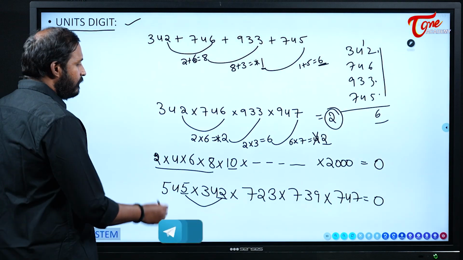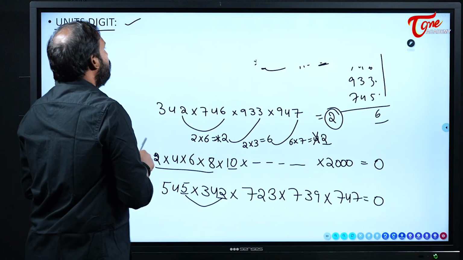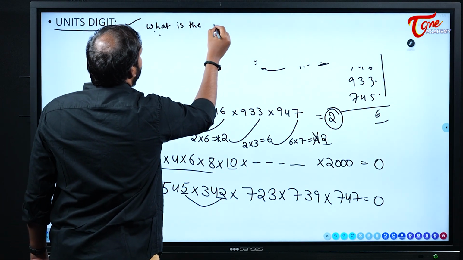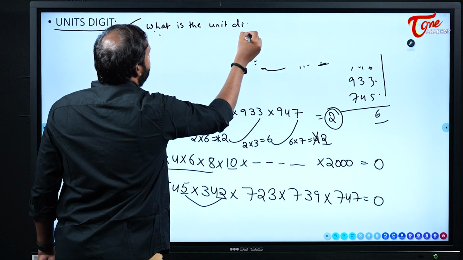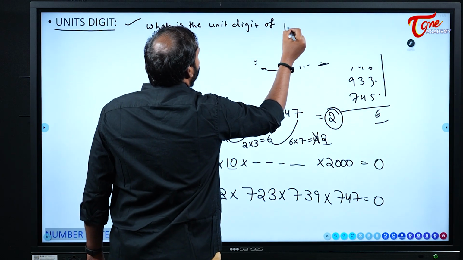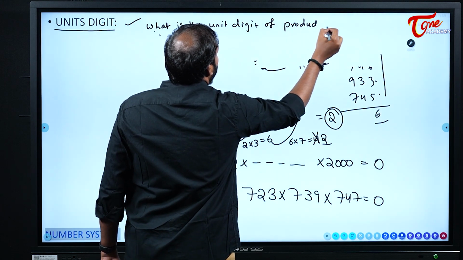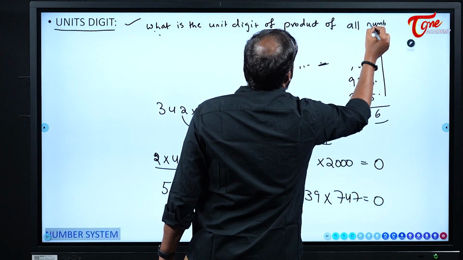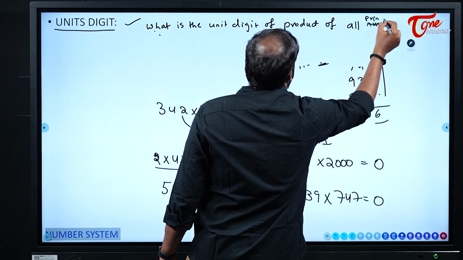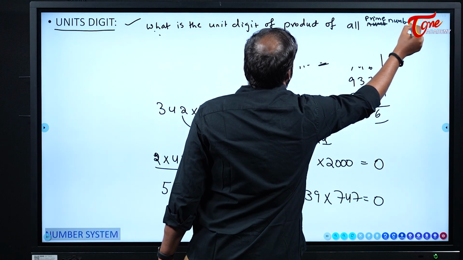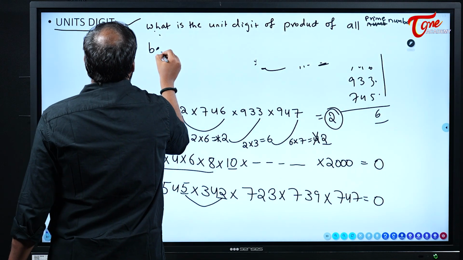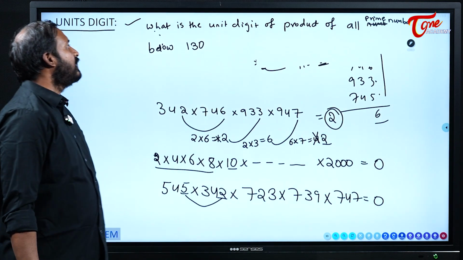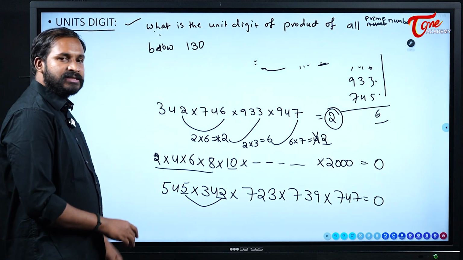For example, they may ask us a question in this manner. What is the unit digit of the product of all prime numbers below 130? This is the question. What is the unit digit of the product of all prime numbers below 130?